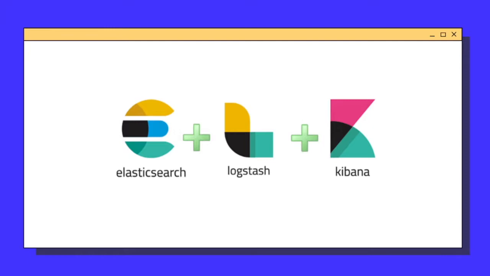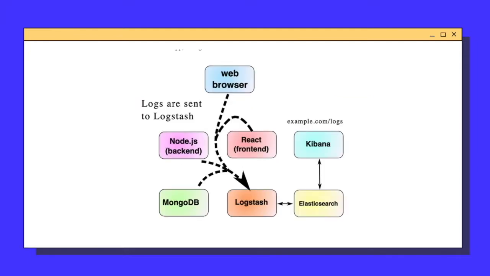Let's take a look at ELK, a popular open source log aggregation stack named after its three components: Elasticsearch, Logstash, and Kibana. If we installed it in our MERN app, we'd get three new services. So the user's web browser, again, would connect to our frontend and backend. The backend would connect to Mongo, and all of these services, the browser, the frontend, the backend, and Mongo, would all send logs to Logstash.